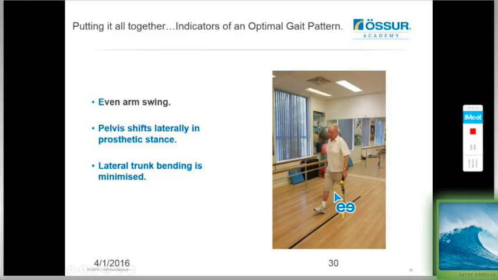We have an even arm swing, and as we've seen from this webinar, we have a pelvis that shifts laterally towards prosthetic stance, and lateral trunk bending is minimised by the inclusion of upper body rotation.